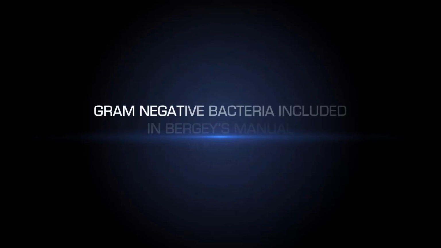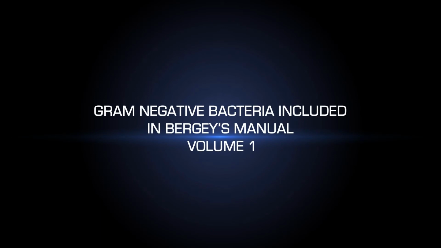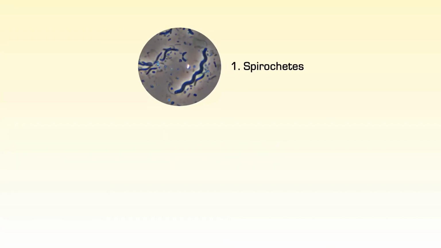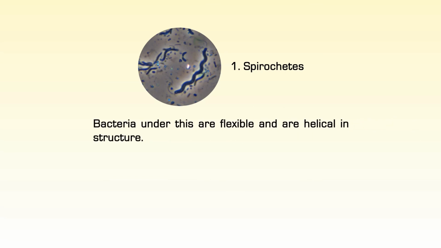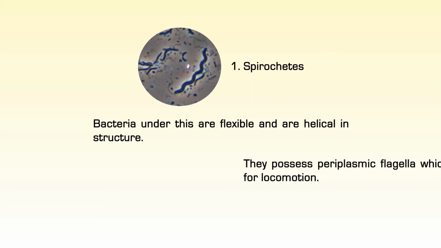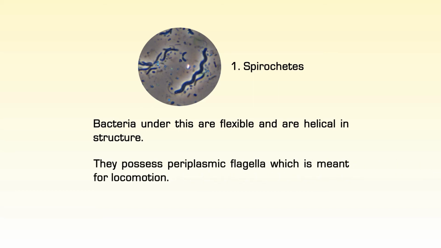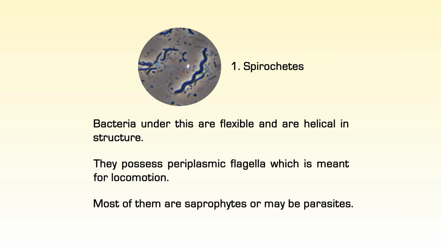So now we'll come to the gram-negative bacteria that are included in Bergey's Manual Volume 1. So the first one comes the spirochetes. Bacteria under this are flexible and are helical in structure. They possess periplasmic flagella which is meant for locomotion. So most of them are saprophytes or sometimes it may also be parasitic in nature.